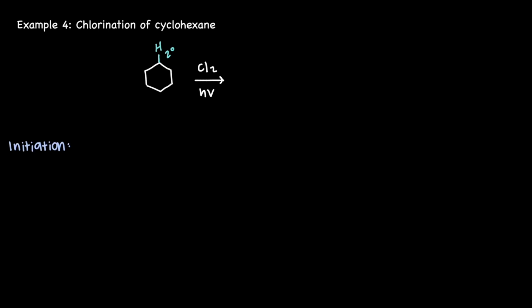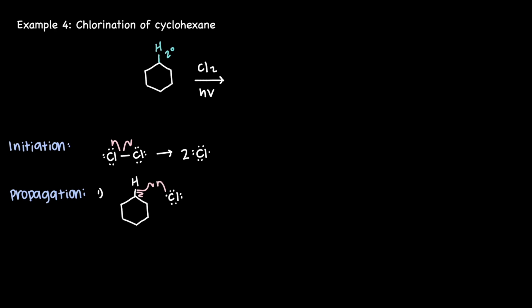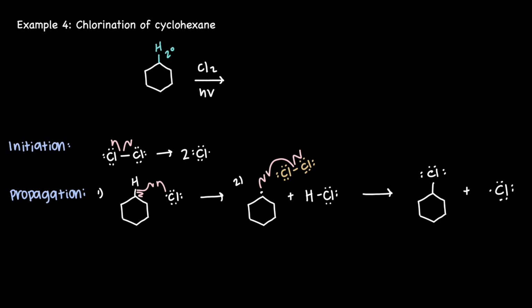First, we have the initiation step. The chlorine-chlorine bond breaks under light to produce two chlorine radicals. Next, let's look at the first propagation step. A chlorine radical removes any hydrogen atom from cyclohexane. Regardless of which hydrogen is removed, the same cyclohexyl radical is produced. For the second propagation step, the cyclohexyl radical reacts with chlorine gas to form a carbon-chlorine bond. Looking at the products, only chlorocyclohexane is formed.